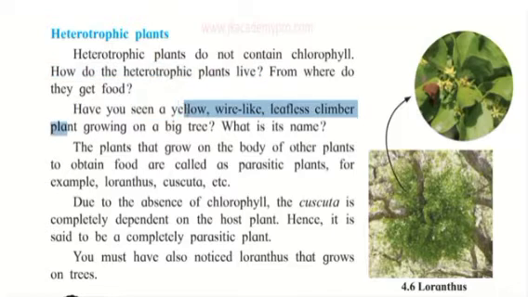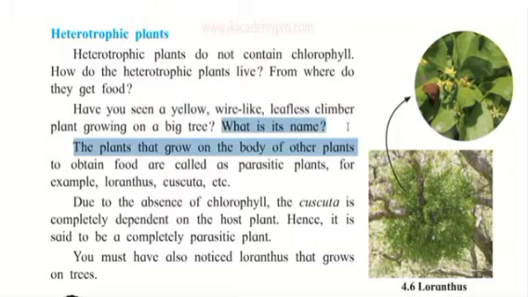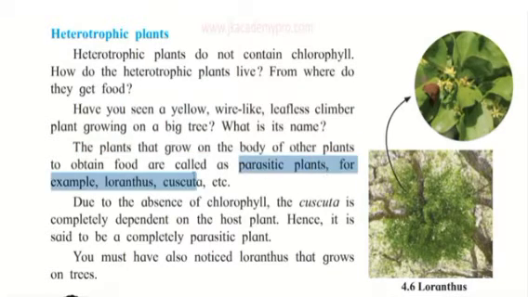Have you seen a yellow wire-like lifeless climber plant growing on big trees? What is its name? Its name is cuscuta. The plants that grow on the body of other plants to obtain food are called parasitic plants, for example Loranthus and Cuscuta. These are plants that cannot produce their own food because they lack chlorophyll. In other words, they depend on other plants for their nutrients. These plants are called parasitic plants, and the plants on which they depend are called host plants.